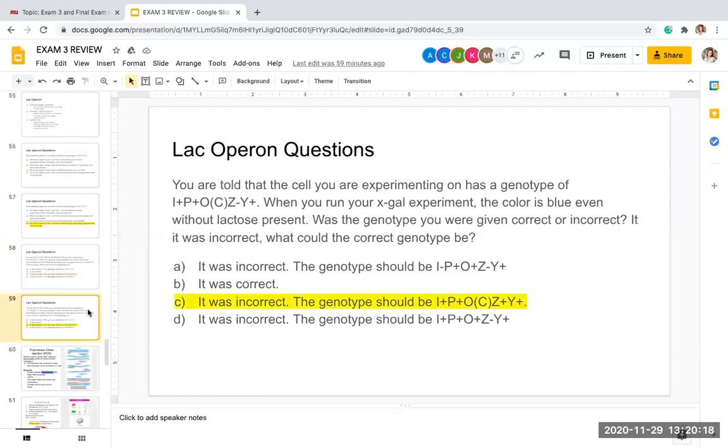Okay, and Savannah wants to know if C minus means that, okay, so if you have lac C minus, that means there is a mutation in lac C, and that mutation can actually cause the lac C to be unable to transcribe your beta-galactosidase. Does that make sense, Savannah?